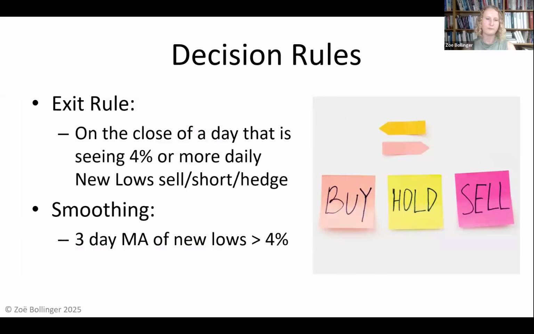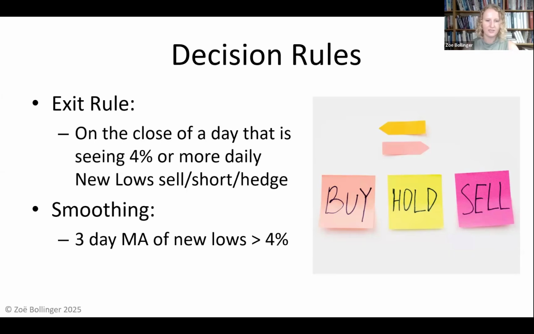So for this paper, let's stick with what they did. They said that on the close of a day that's seeing 4% or more daily new lows, sell, short, hedge, whatever version, get out. It's not looking for 4% of things to be making new lows at the close. It's at any point during the day. So by an hour before the close, if 4% of things have already made new lows, you have a sense pretty early in the day.